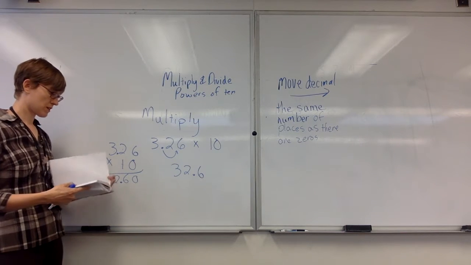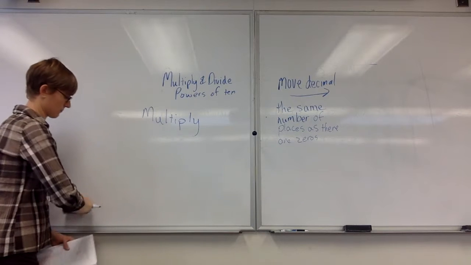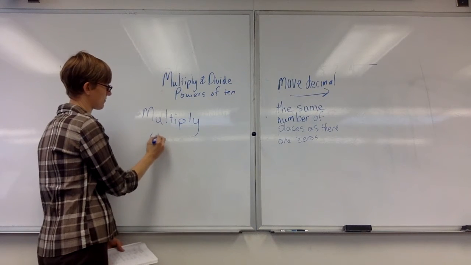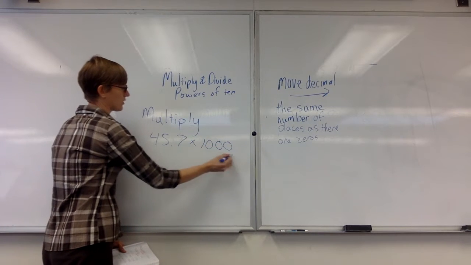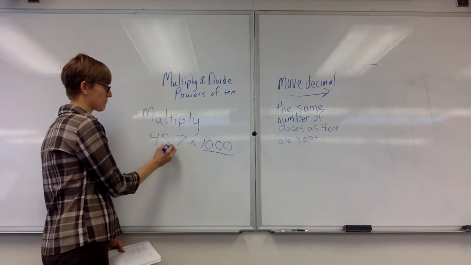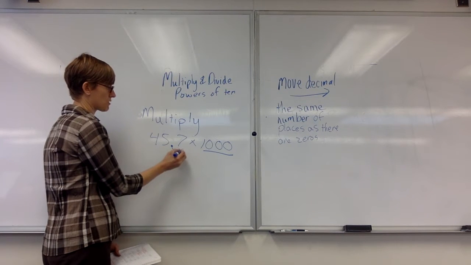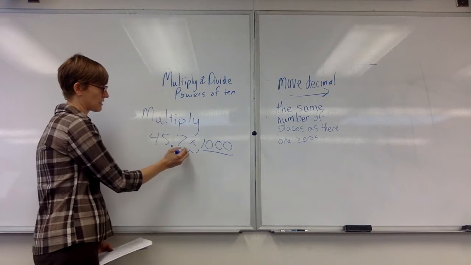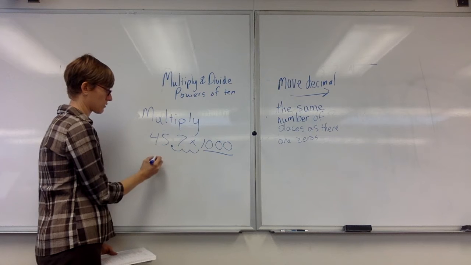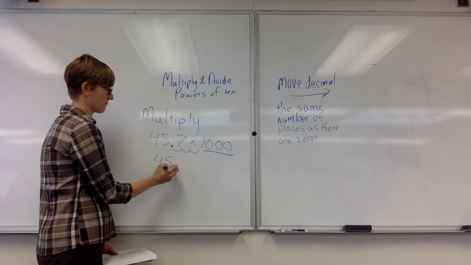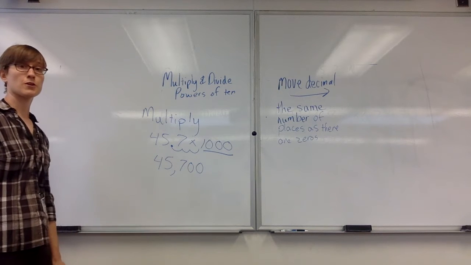So what if I'm multiplying by a larger number, such as 1,000? So if I have 45.7 times 1,000. Notice there's 3 zeros here, so that means my decimal point is going to move 3 places. Since I'm multiplying, it's going to be 3 places to the right. I do not have numbers in these places, so because of that, I need to put in placeholding zeros. So I'm going to add 2 zeros to my number to get 45,700.